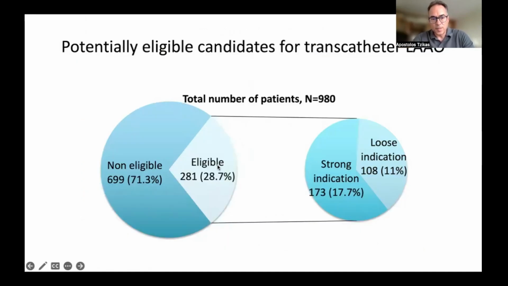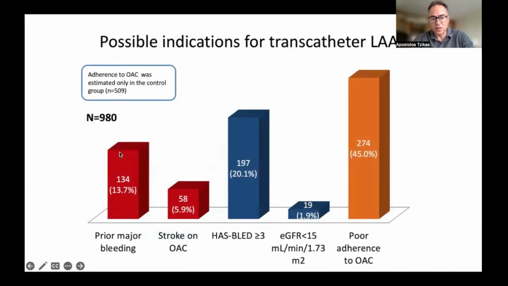And you can see here that 1 out of 3 patients who were hospitalized with atrial fibrillation in a Greek hospital for any reason were potentially eligible. And 70% to 80% of these 1,000 patients had a strong indication. You can see here what the main indications were: prior major bleeding and stroke on anticoagulation. These were the strong indications. These were the looser indications. And we also had poor adherence in almost half of the patients.